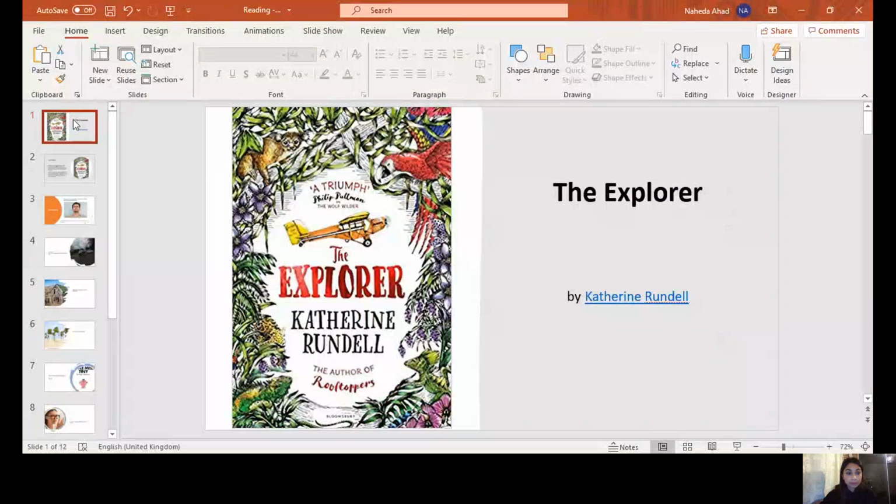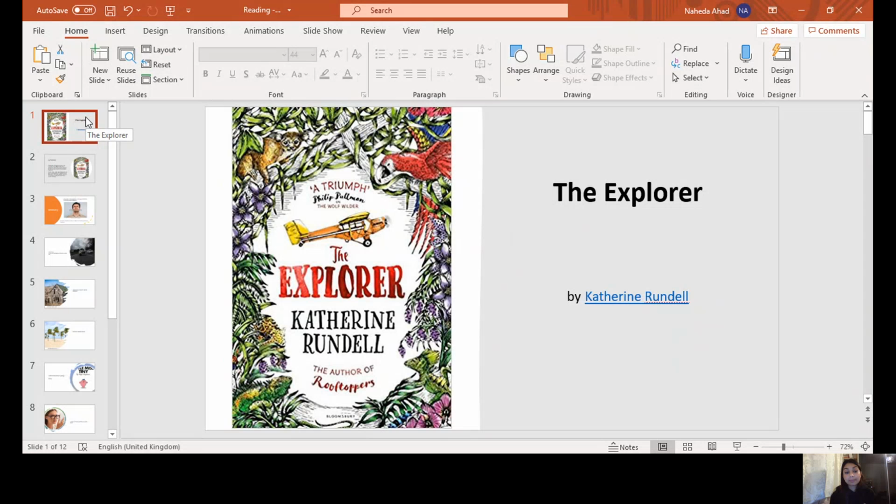This week in reading, we are focusing on a novel called The Explorer by Katherine Rundell. This book will intertwine nicely with our geography unit as we're looking at the Amazon rainforest. I'm just going to share my screen with you all so you can have a look, and then we can do the vocabulary and read our novel together.